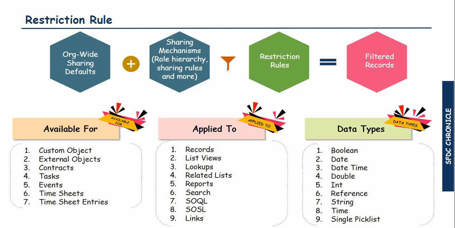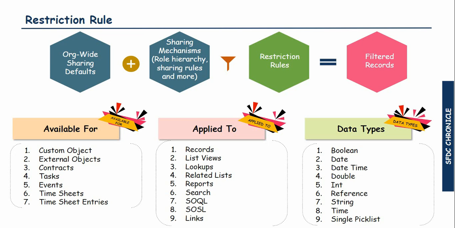Now, where will it apply? How will you be able to understand that a restriction rule has been applied? If you know that a record has been restricted for a certain user, you can global search that record, and it will not appear. In the list view, you will not be able to see those records. In the lookup as well, related list, report, search, same for SOQL, SOSL, and links.